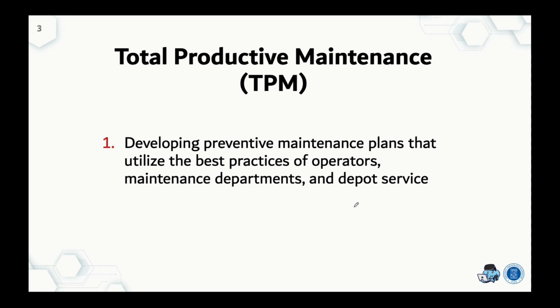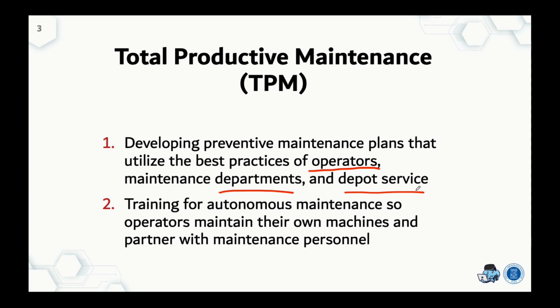In total productive maintenance, we develop a preventive maintenance plan that utilizes the best practices of the operator, the maintenance department, and the depot of service. The basic model used in total productive maintenance is combining the knowledge of the operator. Why is the operator included here? Because they interact with that machine on a day-to-day basis. The maintenance department also has the knowledge about that machinery, how to fix it, and when it is a major problem, we should return it to the depot, which has the knowledge too. By combining the knowledge of these three actors, we can develop a better preventive maintenance plan.